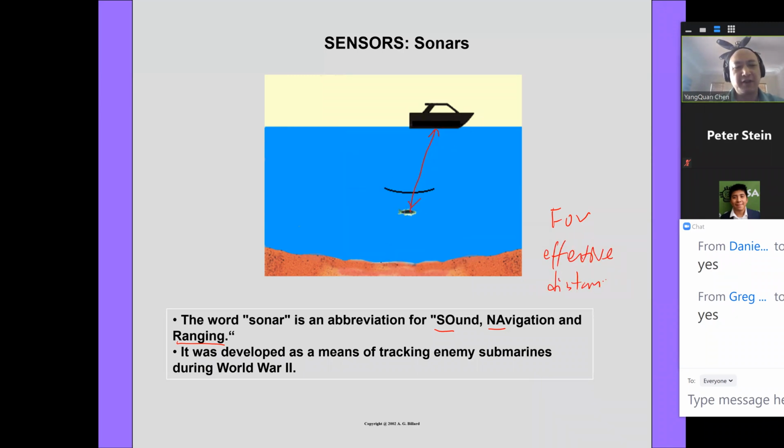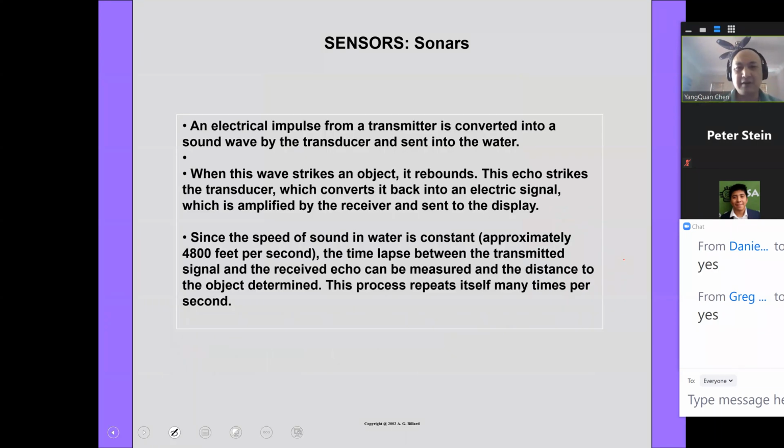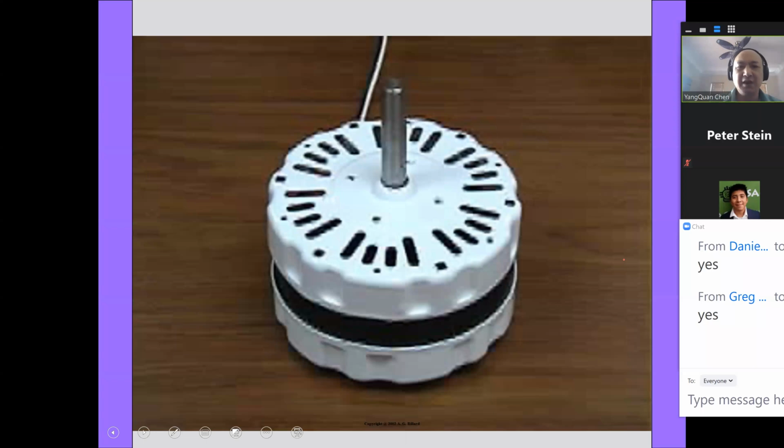If something is far away, this cannot distinguish. Okay, there's an effective range of the sensor. So sonar. So I'll just quickly go through some of the stuff for you.